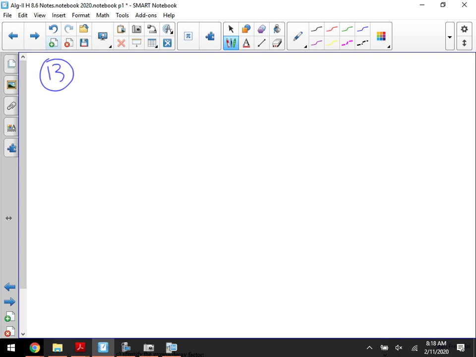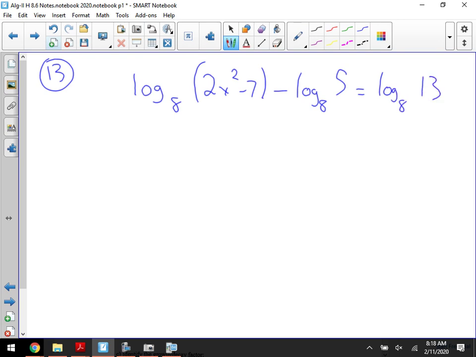So, this is 13 on the equation sheet from the other day. This is log base 8 of 2x squared minus 7 minus the log base 8 of 5 is the log base 8 of 13. Well, before you can drop all the equation stuff, you have to condense the left-hand side. So when you condense the left-hand side, you wind up with log base 8 of 2x squared minus 7 all over 5 is the log base 8 of 13. Now the log bases go away, because basically what happens is you're raising 8 to both sides.